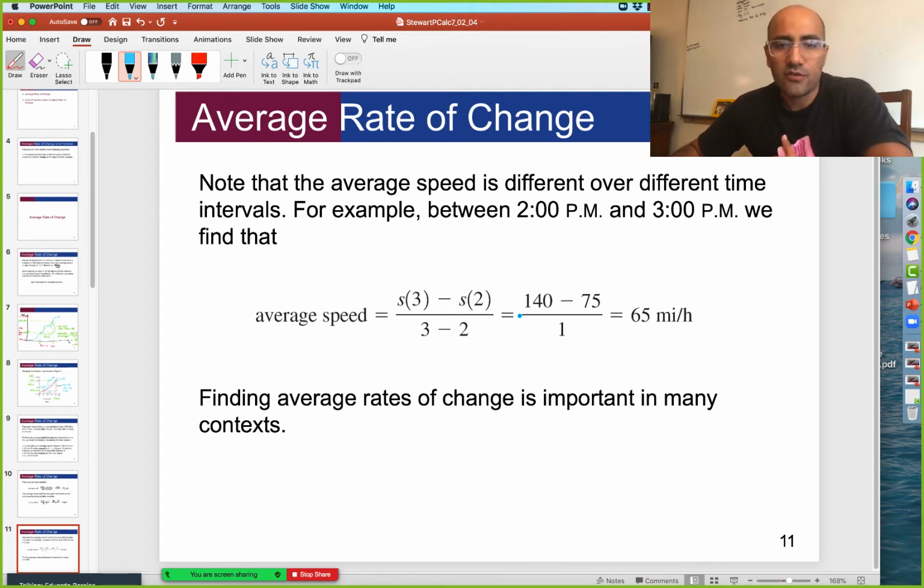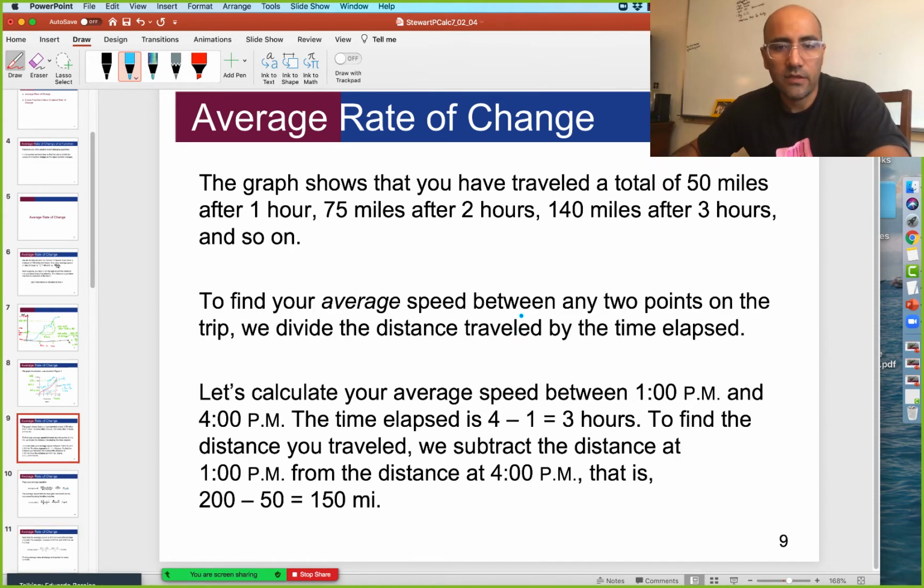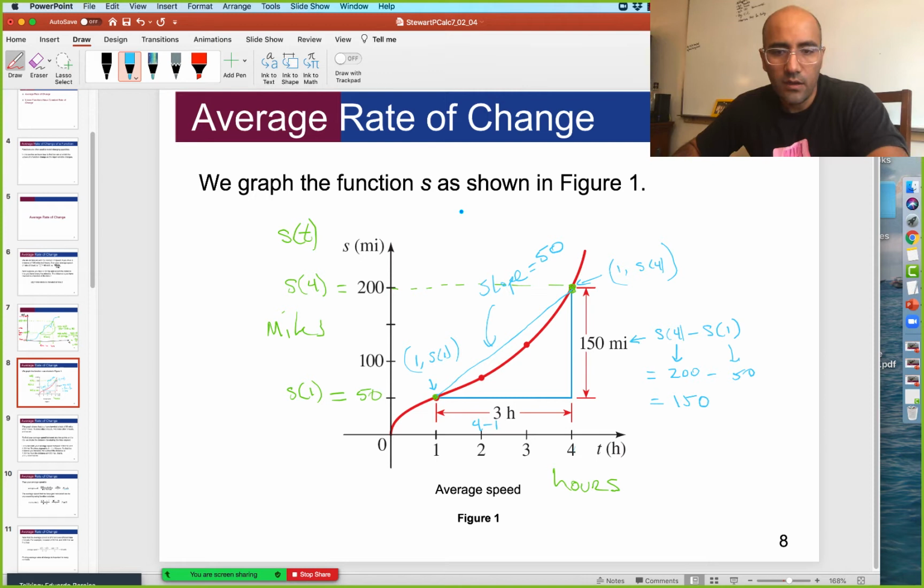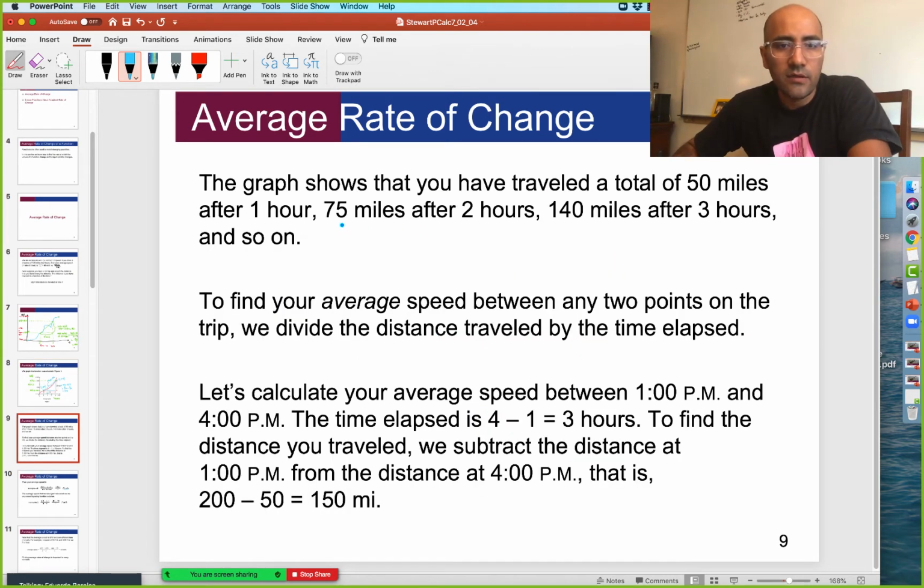Okay, note that the average speed is different over different time intervals. So, for example, let's look at between 2 and 3 p.m. At 2 o'clock we have 75, I think they said. It's kind of hard to tell from the graph here exactly. We lose a little bit of precision when we're reading just from the graph. But they did tell us here, 75 miles after 2 hours, 140 miles after 3 hours.